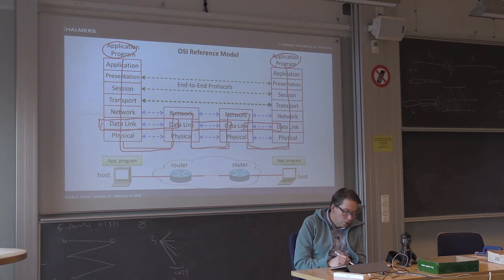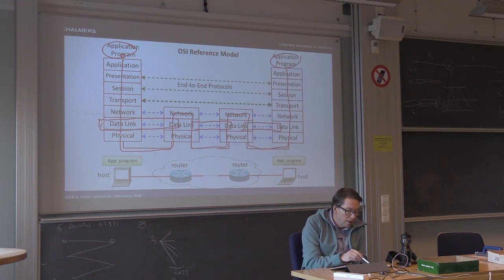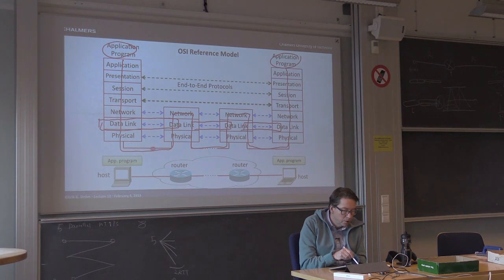But suppose we follow the trail of the data. It goes down like this, and then goes over the physical layer, and then it goes up into this one and down here, right? So if we have error control from here to here, that only means that the data that goes down here is equal to the data that goes up here. That is the nature of error control.